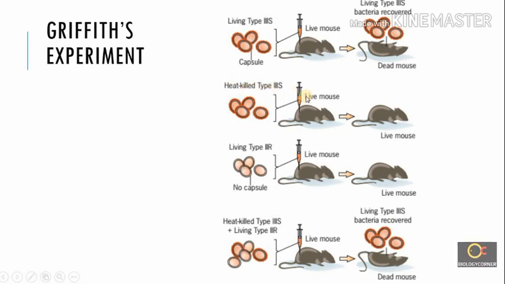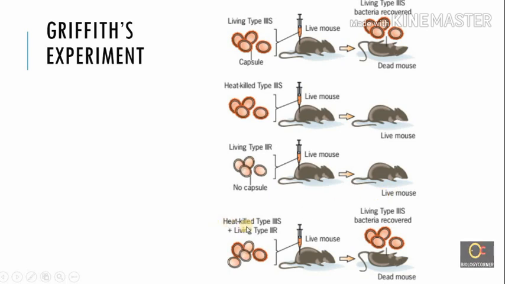Similarly, type 2R bacteria, when inoculated live, lack the polysaccharide coat, which is shown red in previous steps. Here you can see the polysaccharide coat shown red. Live type 2R bacteria, when inoculated, fail to cause disease and the mouse remains healthy.